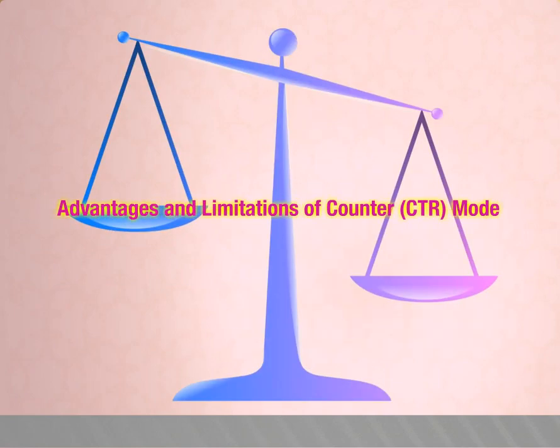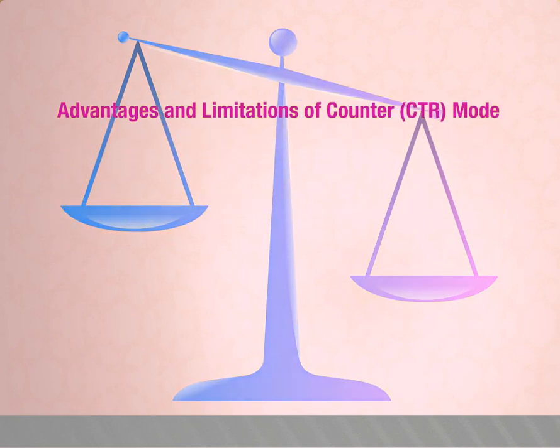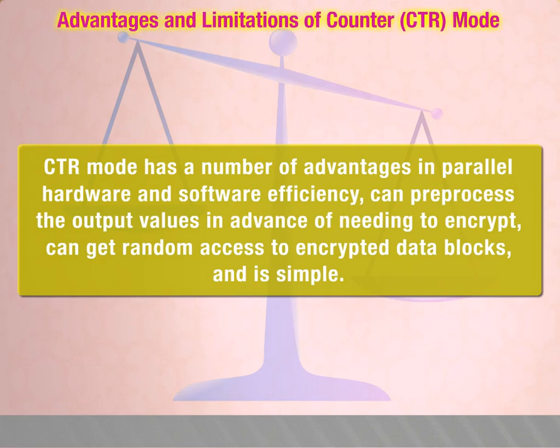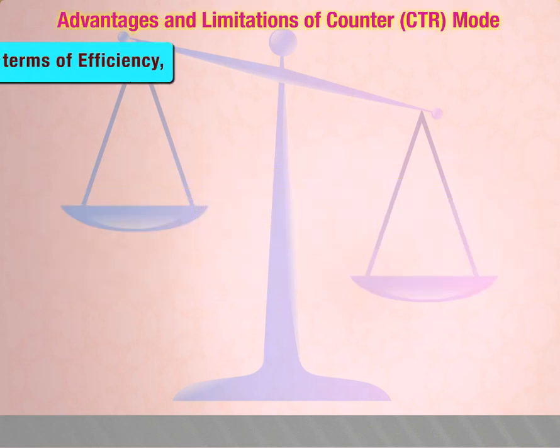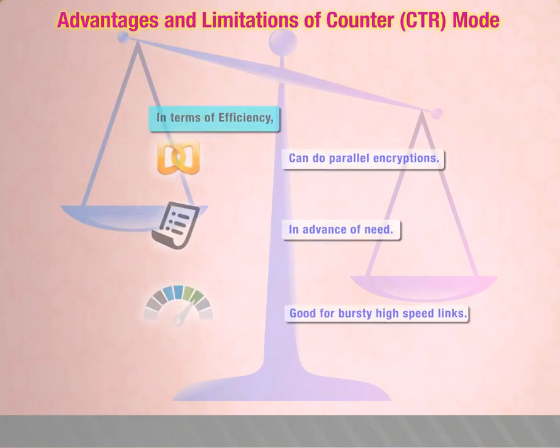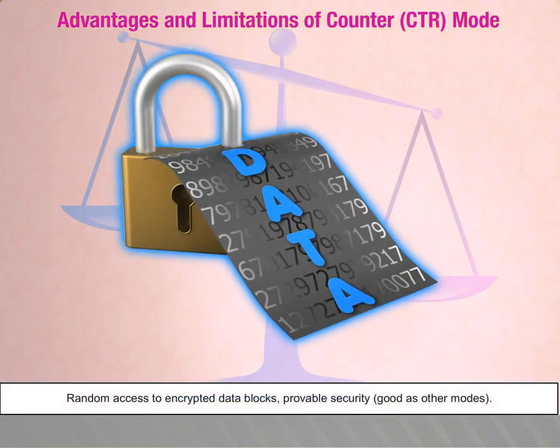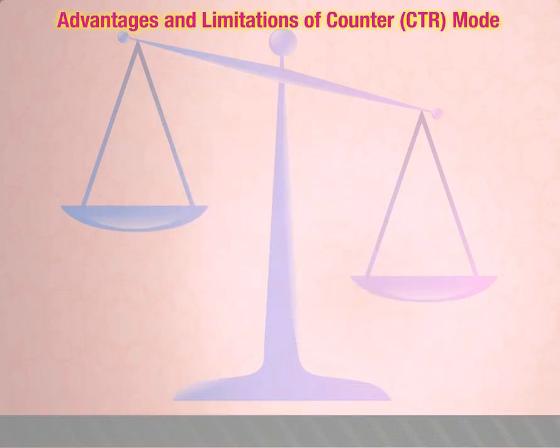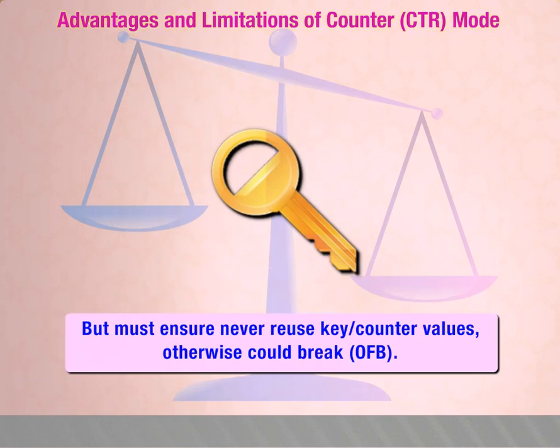Advantages and limitations of counter, that is CTR mode. CTR mode has a number of advantages in parallel hardware and software efficiency, can pre-process the output values in advance of needing to encrypt, can get random access to encrypted data blocks, and is simple. In terms of efficiency, can do parallel encryptions in advance of need, good for bursty high-speed links, random access to encrypted data blocks, provable security, as good as other modes. But must ensure never to reuse key or counter values, otherwise it could be broken.